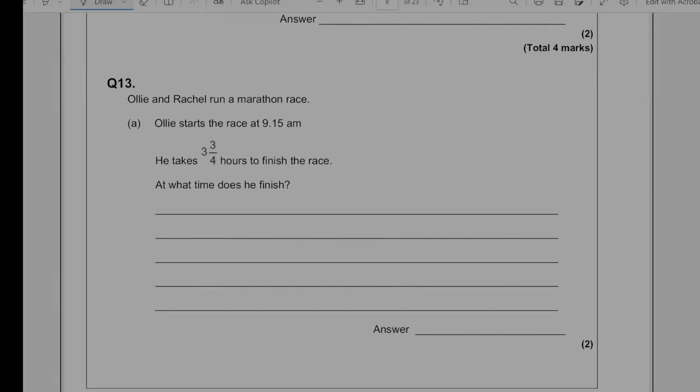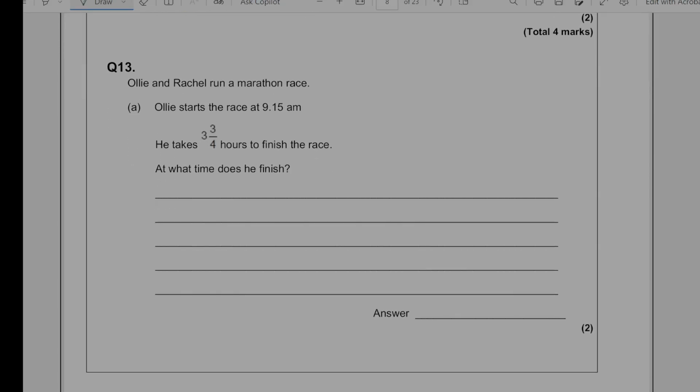Okay, right. Question 13. Ollie and Rachel run a marathon. Ollie starts the race at 9:15 a.m. He takes 3 3/4 of an hour to finish the race. What time does he finish the race? So I'm going to take my start time, 9:15, and add on 3 hours. So that would take me to 9, 10, 11, 12:15. And then I'm going to add on my 3/4 of an hour, or 45 minutes, which will take me to 1. I've gone past 12 hours there, but this is in AM PM, so I'm going to call it 1 PM.